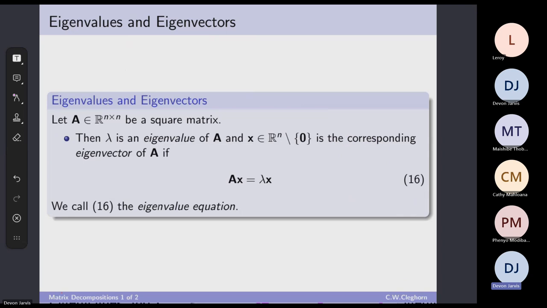All right? Let's go through this once more. A is going to be pushing or pulling in some directions. If X is already pointing in those directions, then all A can do to it is stretch or compress, and that's the same as multiplying by a scalar. Okay? Everyone vaguely comfortable with this idea, based on what I've said? Okay?